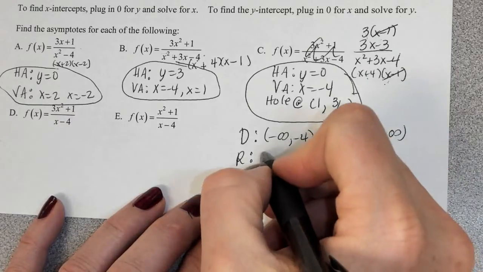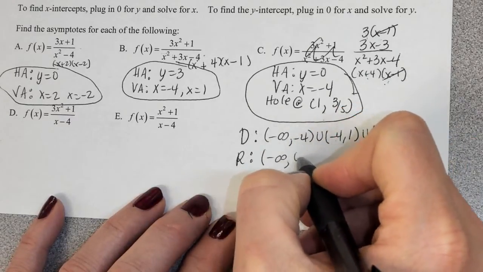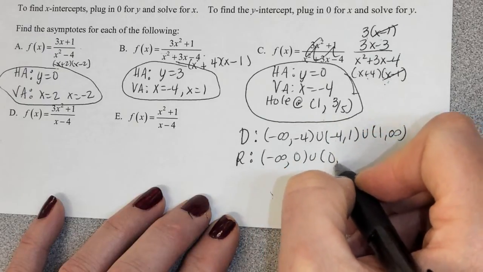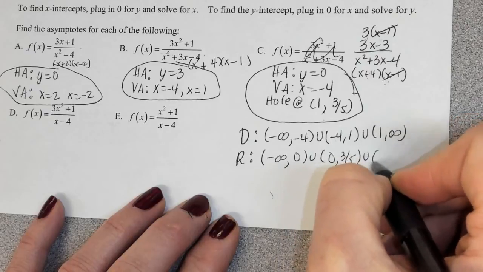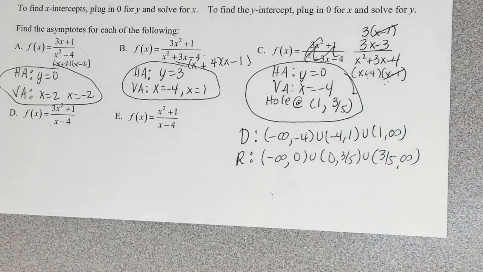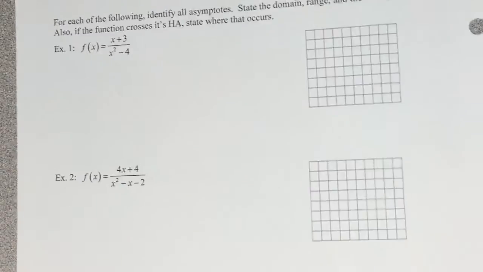Charlie? Negative infinity to 0, 0 to this. Nice job. Yes. All right, good job, guys, with that domain and range. That's tough. All right, excellent. That's a good sign. Let's flip over to the back.